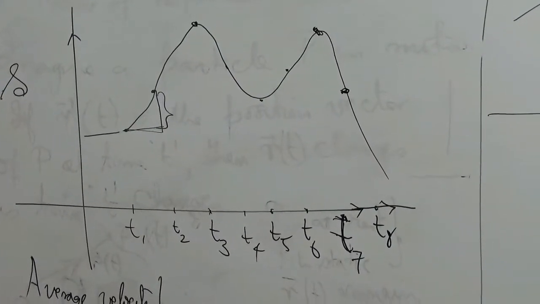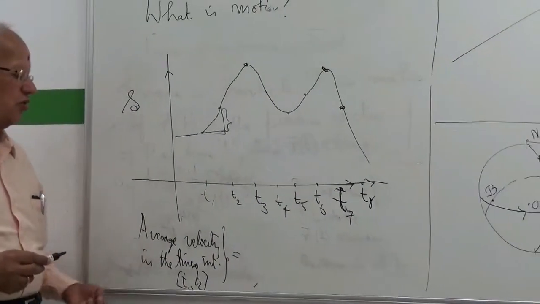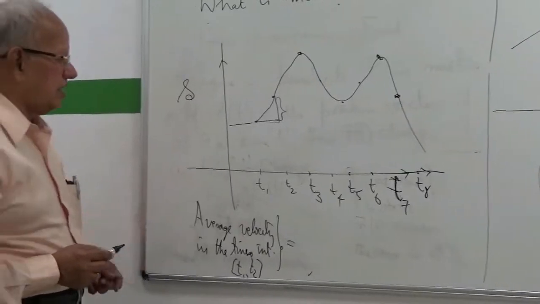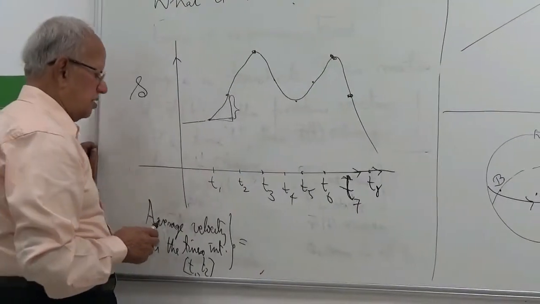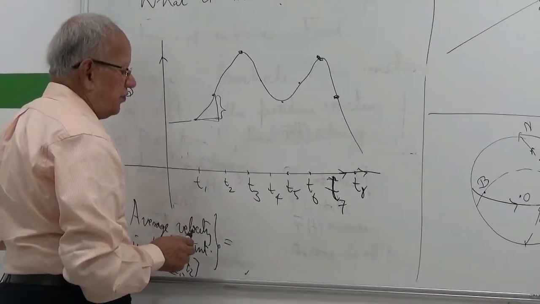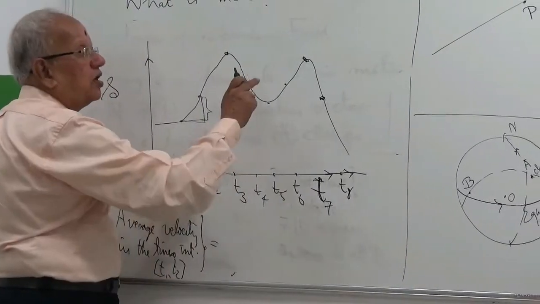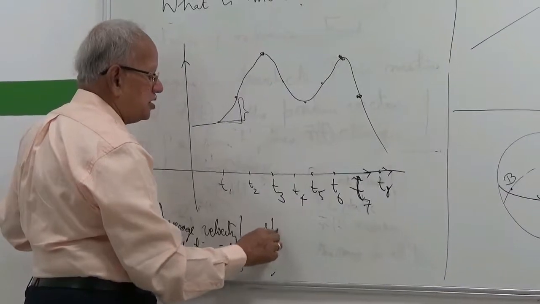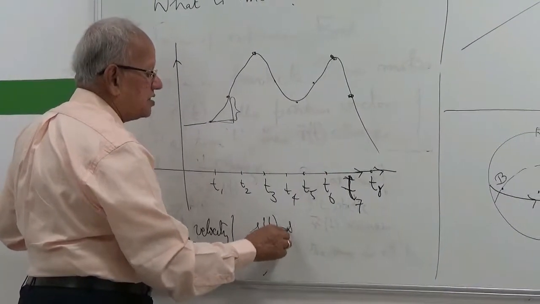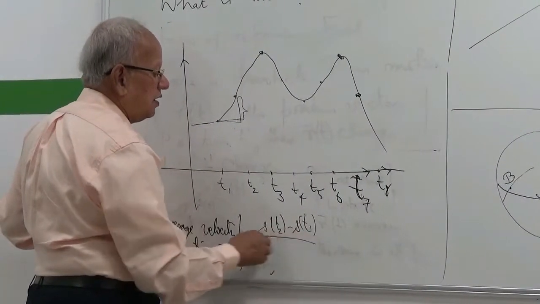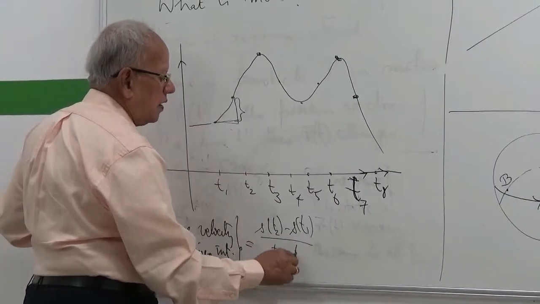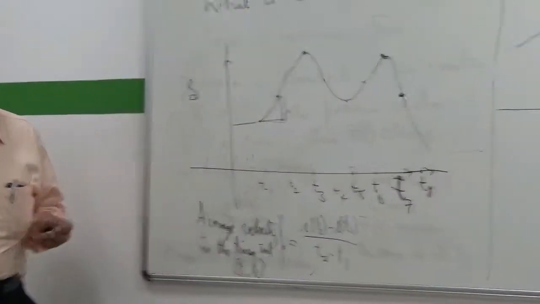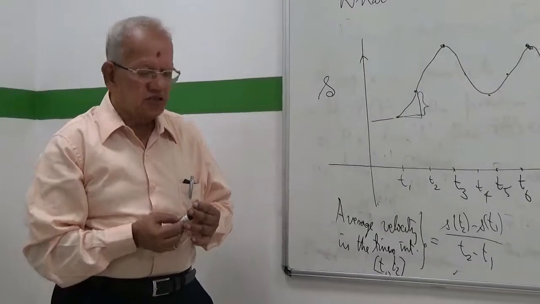And then I can look at the average velocity. Average velocity is, see, I'm moving on a straight line, isn't it? So I look at S(T2) minus S(T1). Is that right? This is my average speed, average velocity.